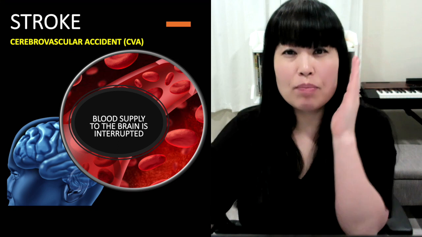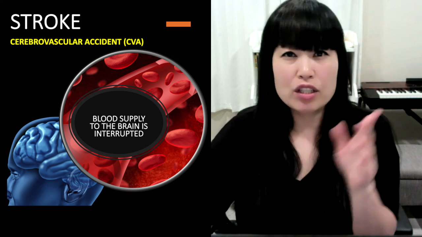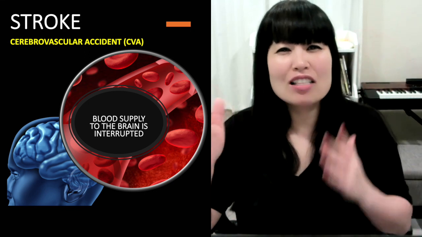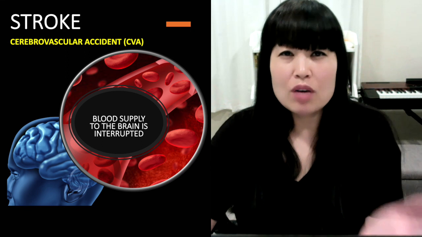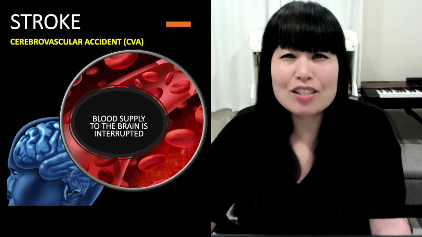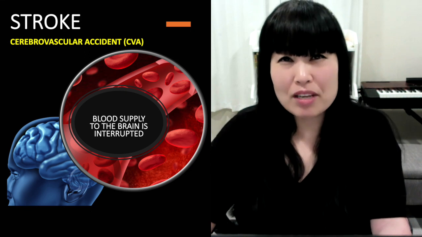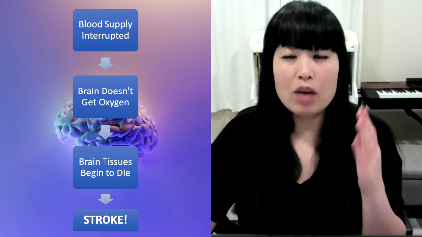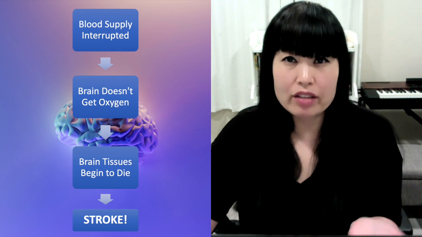Well, the medical term for stroke is cerebrovascular accident, and it's characterized by neurological deficits that occur when blood supply to the brain is interrupted or impaired and oxygen cannot get to our brain. And this is bad news because our brain needs a constant supply of oxygen, which is carried in the blood through our blood vessels. So when this rich oxygenated blood is cut off or interrupted, the brain won't get the oxygen it needs and the brain tissues in that area will begin to die. And that's how we get stroke.